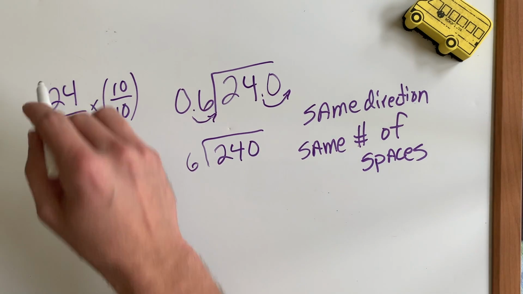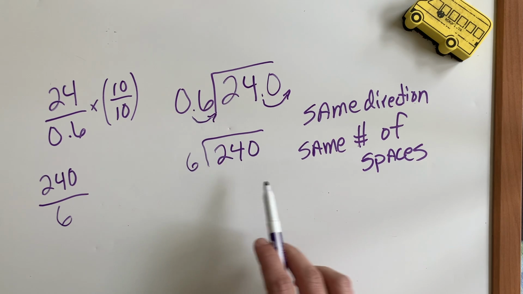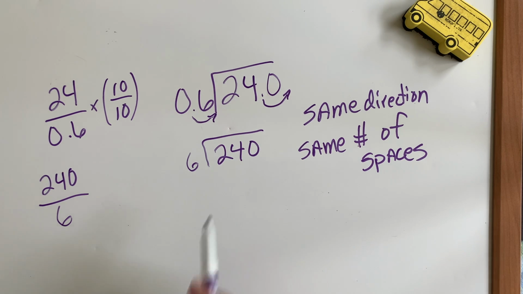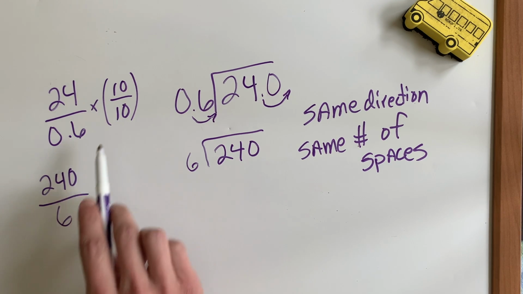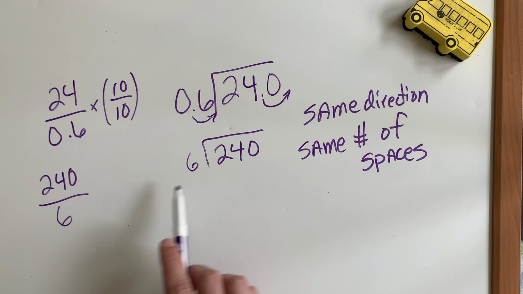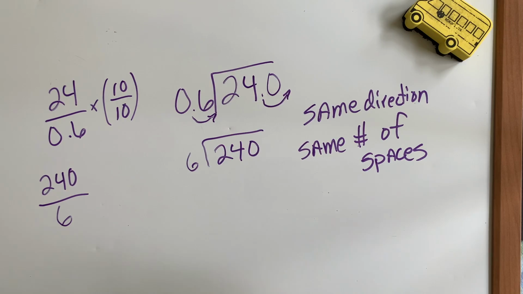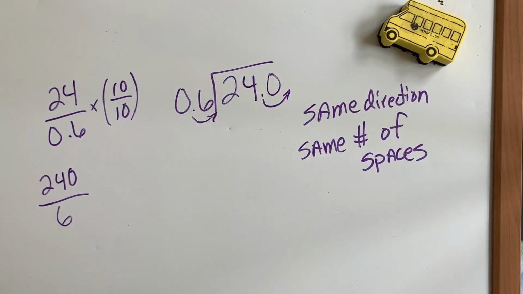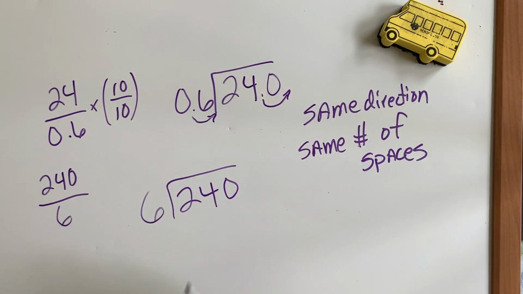Now, the answer to the original problem, 24 divided by 0.6, and the answer to 240 divided by 6 are the same. And you can check that if you want to in a calculator. But right now, we have not broken any rules of math. We've multiplied by 1, we've changed it into a different form, and now we can do the same problem as a whole number. I'm going to erase this real quick and write it just a little bit bigger so that we can see. 6 into 240.